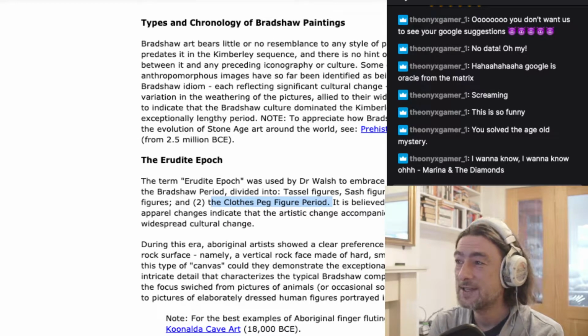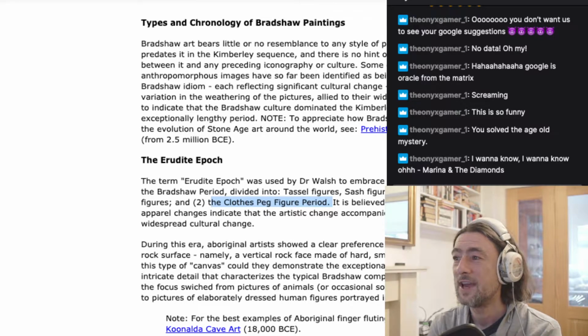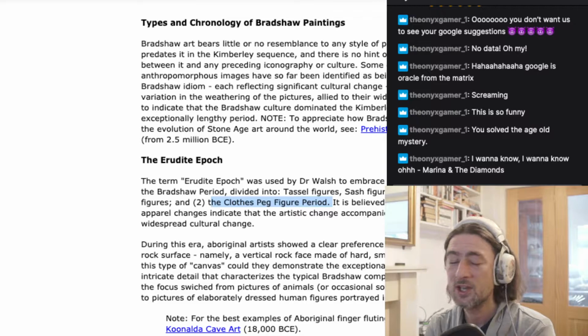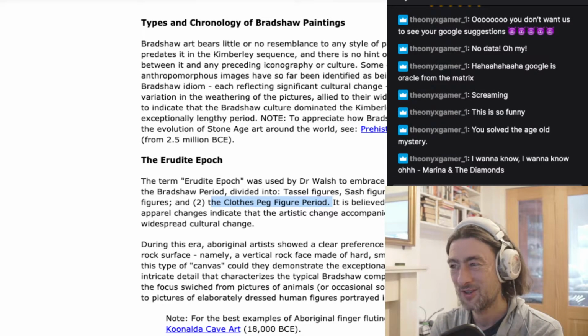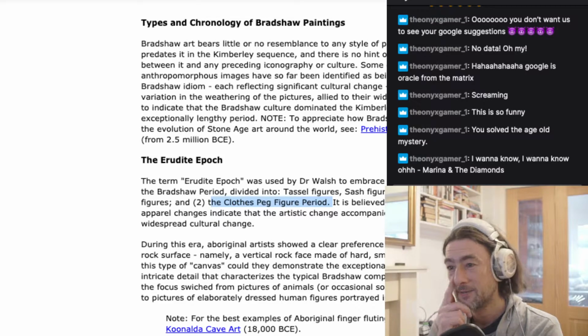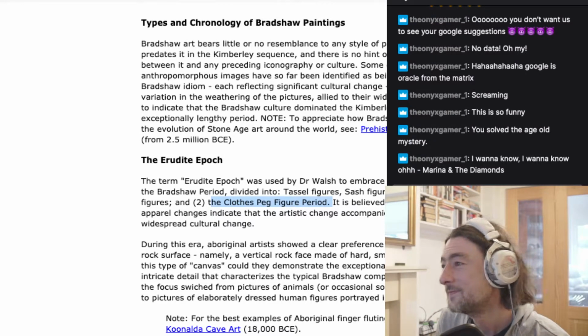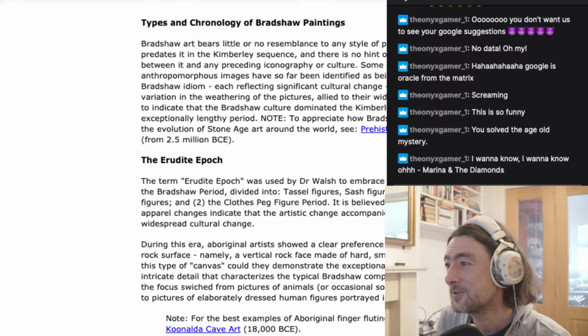He's well into that first period, the erudite epoch. Two art periods, the Bradshaw periods, that's the main one, isn't it? They've got the sash figures, the action figures, and then this other period a bit after, basically, they wanted to bin that one off. They called it the clothes peg figure. It tells you about it, doesn't it? But it's not so glamorous, the clothes peg figure period.